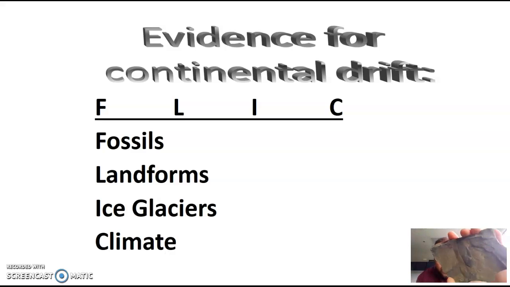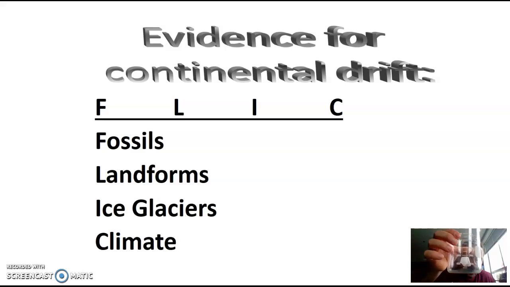Fossils, landforms, where they might have connected in the past, landforms, mountain chains, ice glaciers on the rocks melting and scraping, and climate, which also affects not only the glaciers melting, but different types of plant fossils found, tropical plants found in colder climates, even some real animals and fossil animals discovered. So let's go through these real quick.